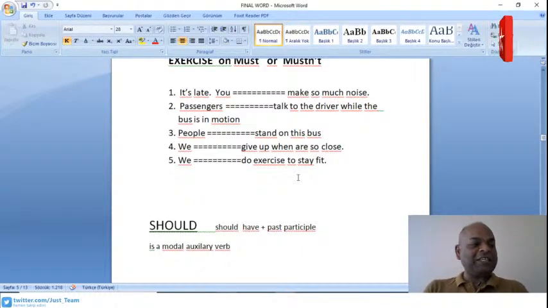There we go. Fatima has just joined the class. Hey, how are you? Great. Number 4, we mustn't give up when we are so close, says Najat. And Tessin says, I haven't gone anywhere.